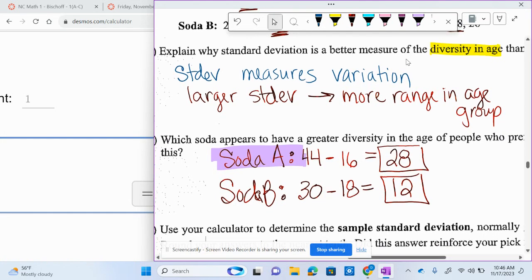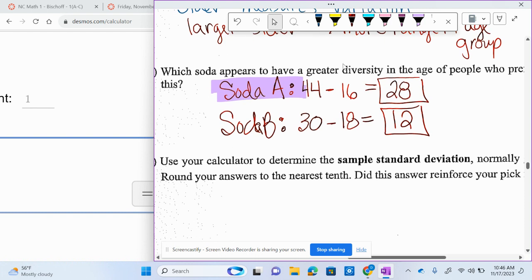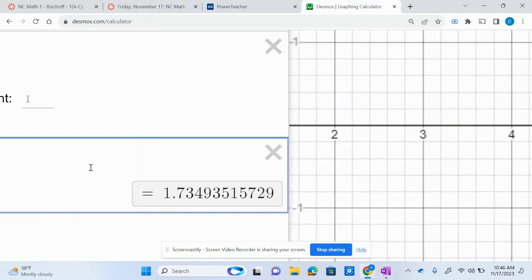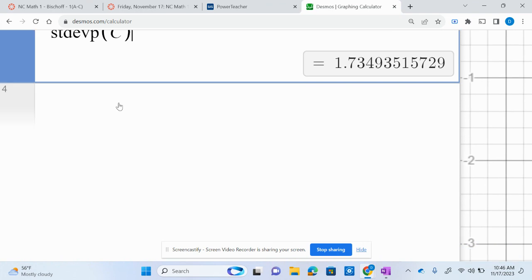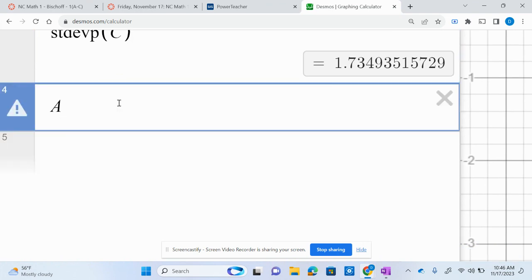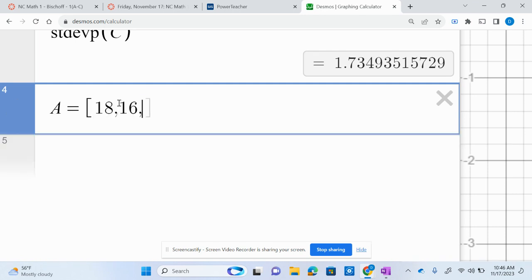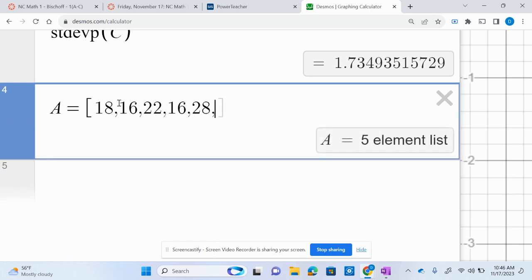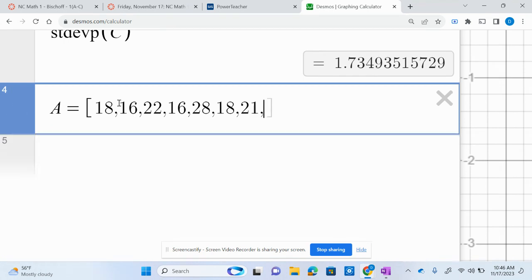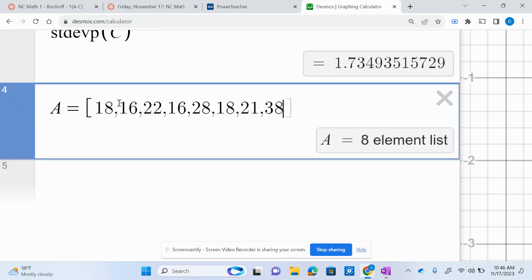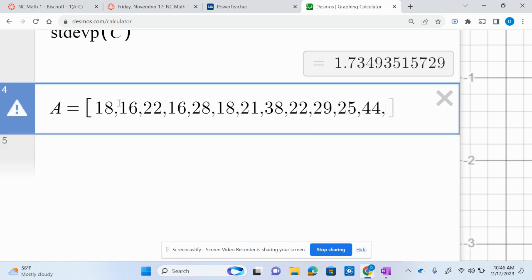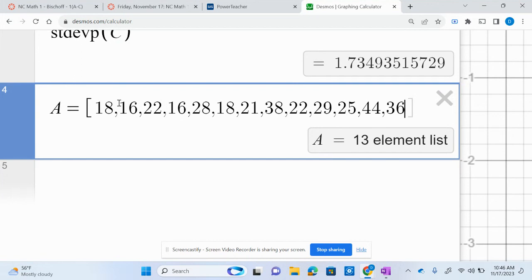Let's figure out the sample standard deviation for soda A. So that means I have to go back to Desmos, and I'm going to input this data set for soda A. So A equals 18. Can someone yell these out so I can type them a little faster? 18, 16, 22. Yep. Okay. 38, 22, 29, 25, 44, 36, 27. So after 44, 36, I didn't get the last 30.